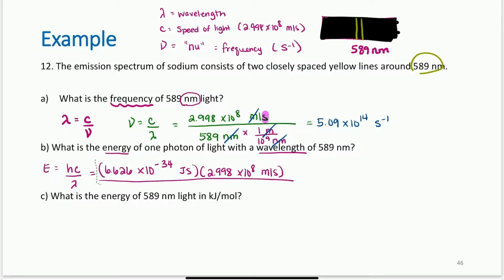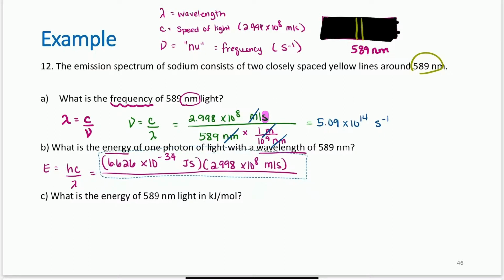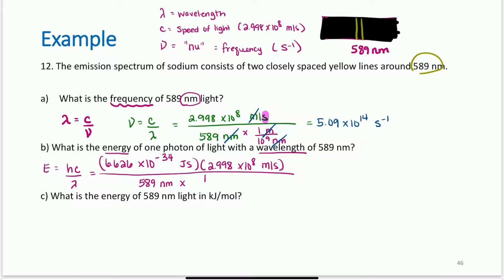Now, just like before, we're going to have to convert that wavelength into meters. So I'm going to say 589 nanometers times 1 meter divided by 10 to the 9th nanometers. Again, you can do that separately if you'd like, or if you calculated it before for part A, you already have it calculated for part B. That's fine too. Let's check our units here. We've got nanometers canceling, meters canceling, and seconds canceling, and we're left with joules, which is exactly what we need. This gives me 3.37 times 10 to the -19th joules.